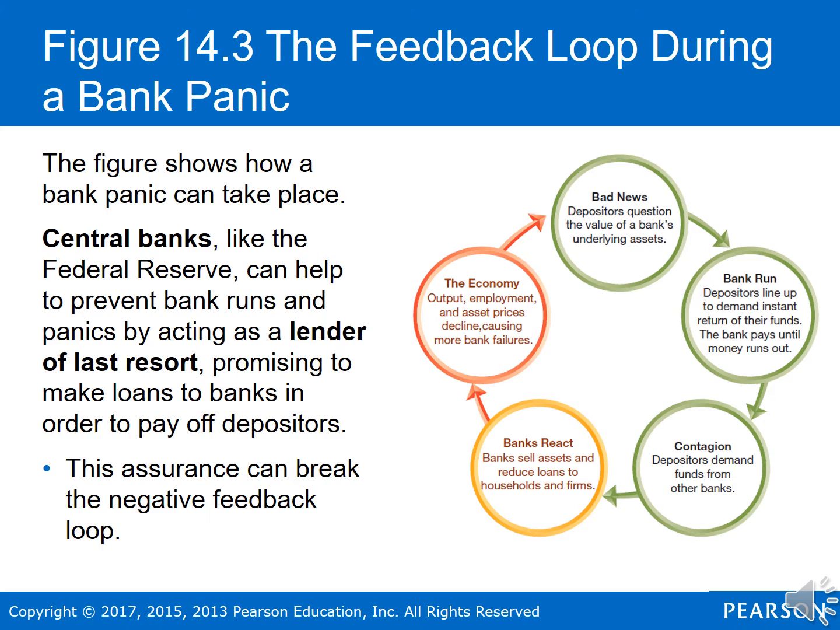One thing that central banks do is serve as lender of last resort, so they can step in and promise to lend to these banks so they'll be able to cover their deposits in the short run. That way they don't have to sell these assets or reduce their loans, knowing that in the long run these banks will be healthy enough to pay back the loan to the Federal Reserve. So this assurance of having a lender of last resort can break the negative feedback loop that we see going on in the figure on the right.